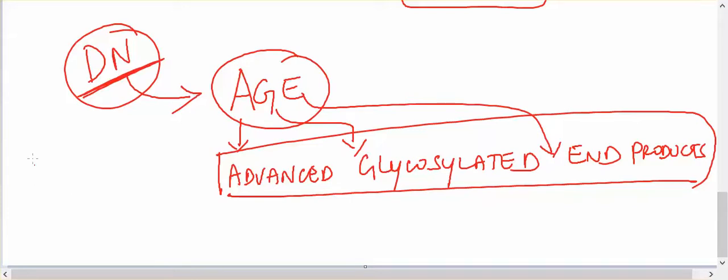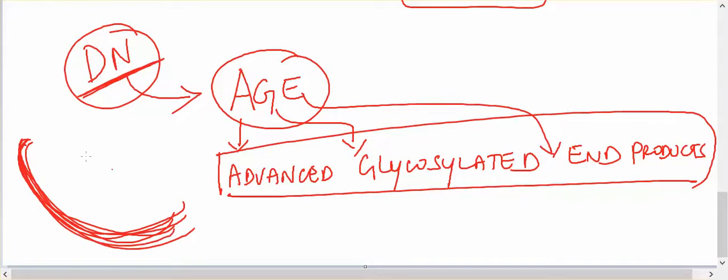Automatically, see, our glomerulus is like a basket. Everything comes there and deposits the things here. So automatically they deposit in the basement membrane. They increase the thickness of the basement membrane. The dangerous thing they do is they change the anionic capacity of the basement membrane.